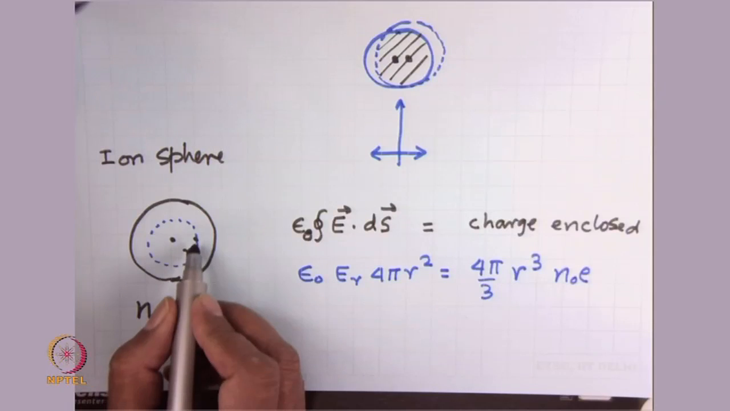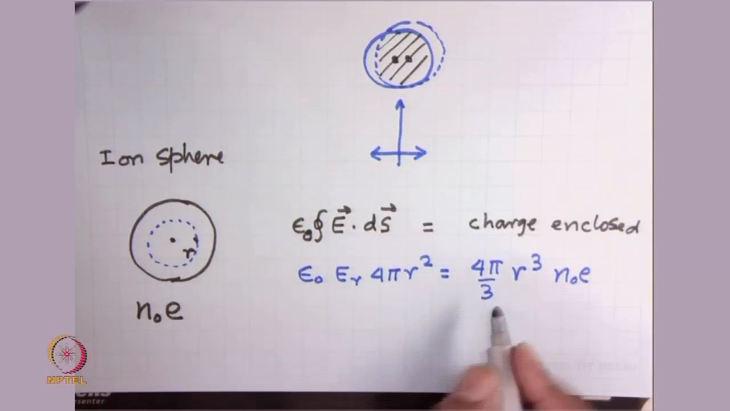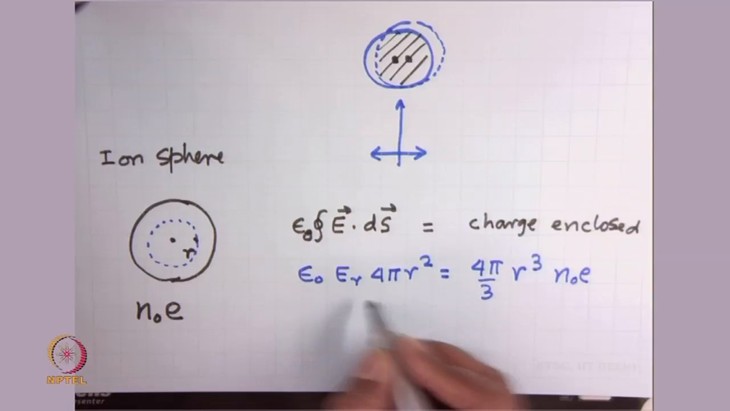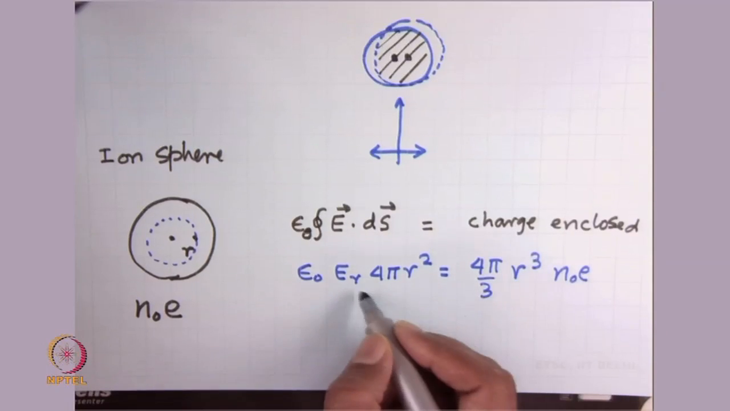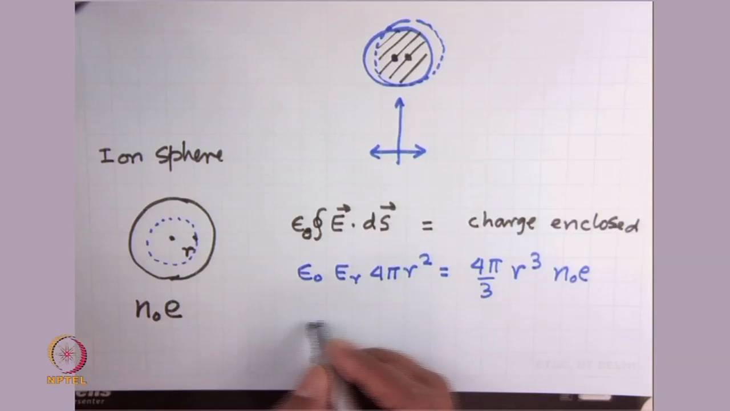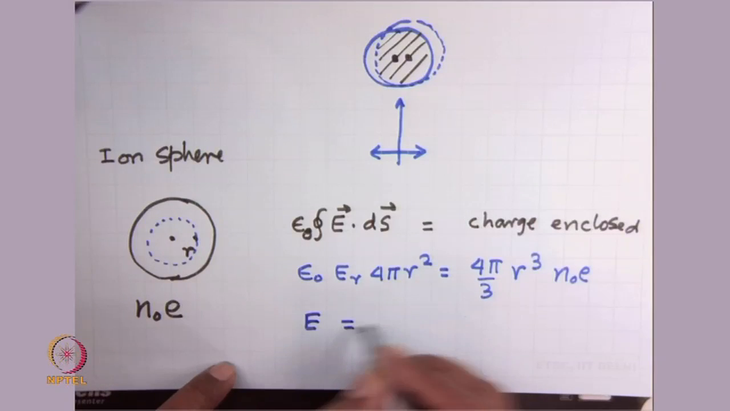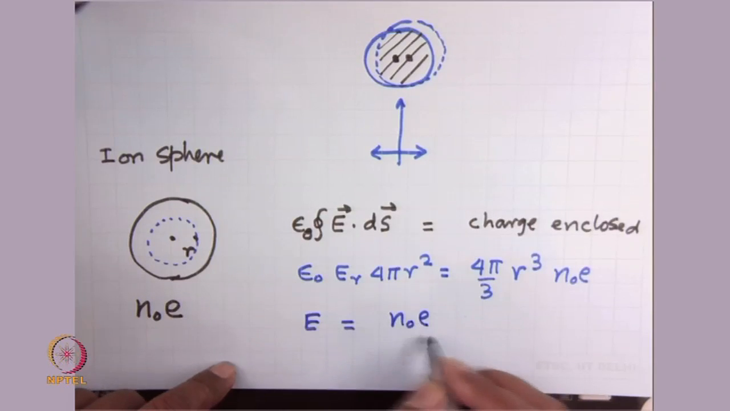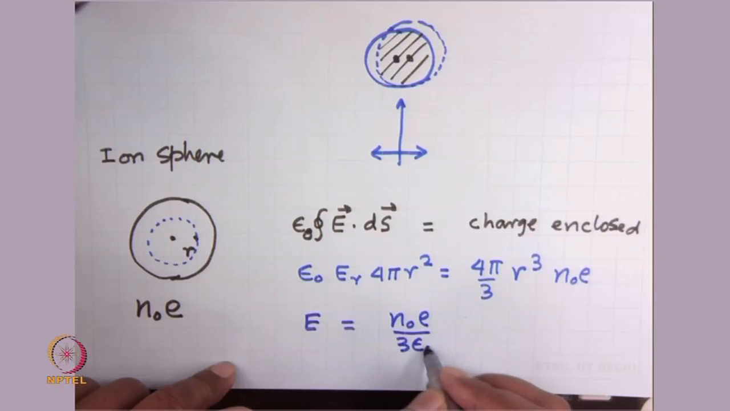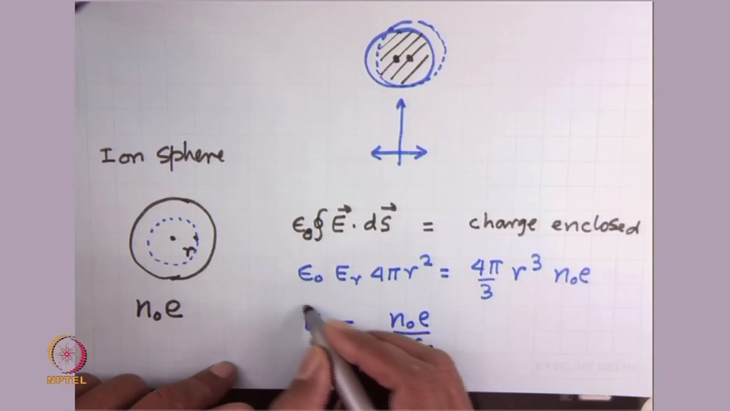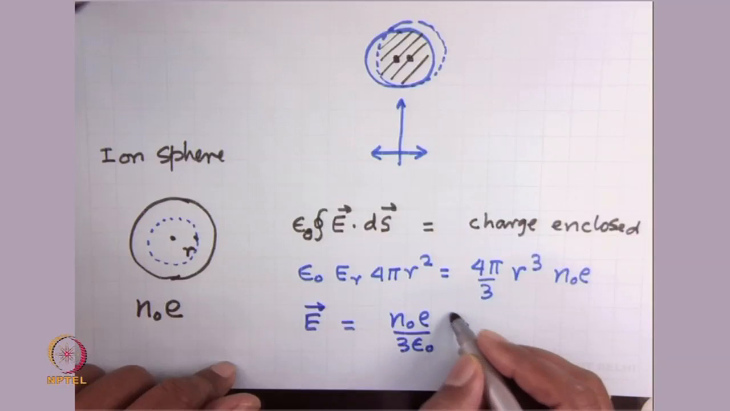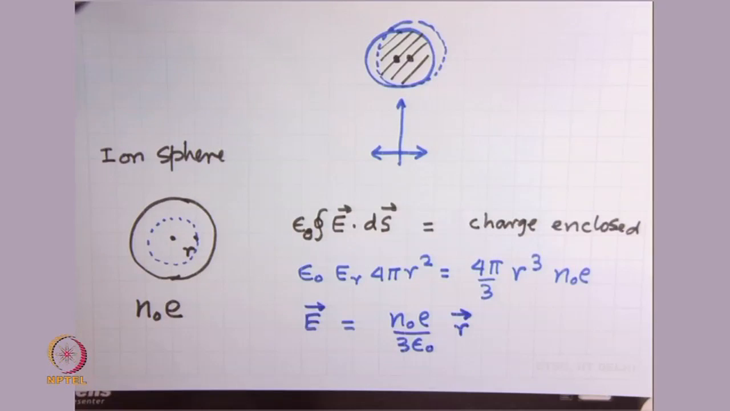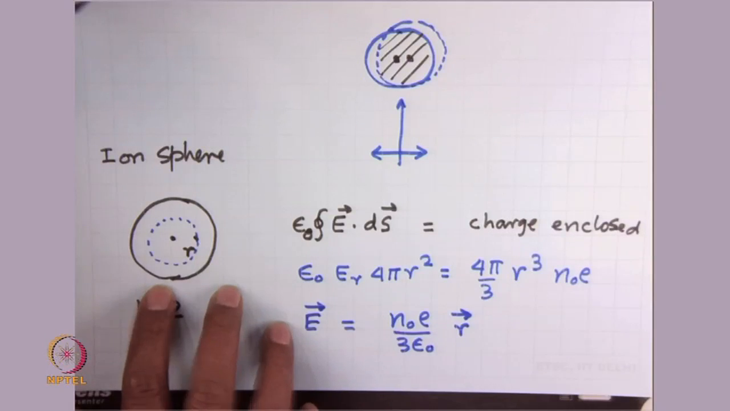So, when the point of observation lies inside the sphere, the charge enclosed is given by this, and what you get here is E_r is equal to n0 e upon 3 epsilon 0, and I will denote this by the vector sign in the radial direction. So, this is the electric field seen at a distance r from the center of a sphere. This is due to a single sphere, the ion sphere.